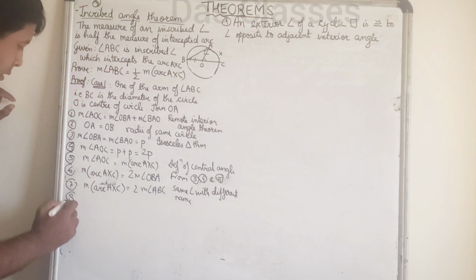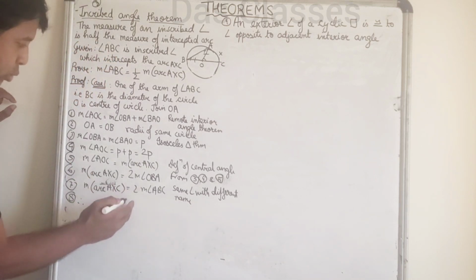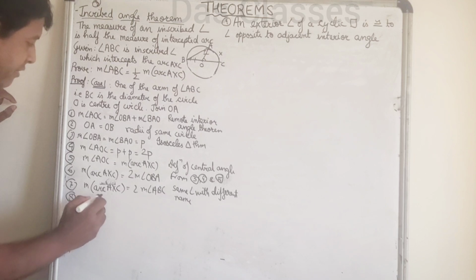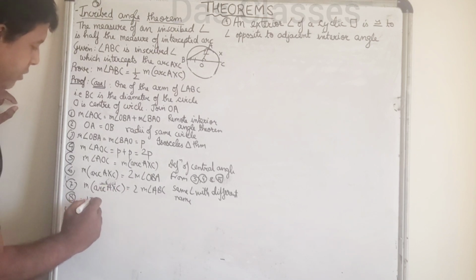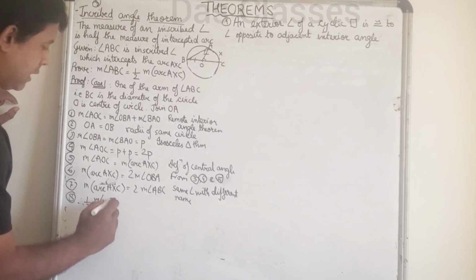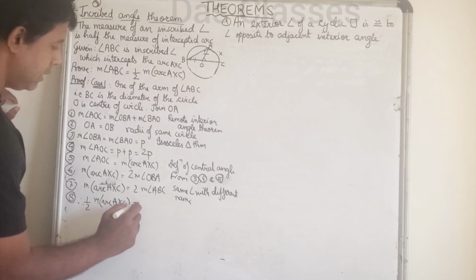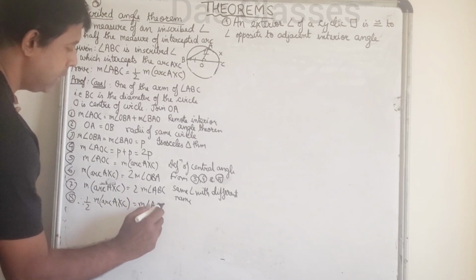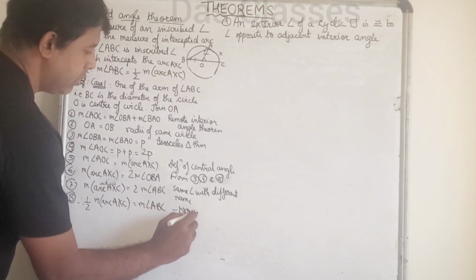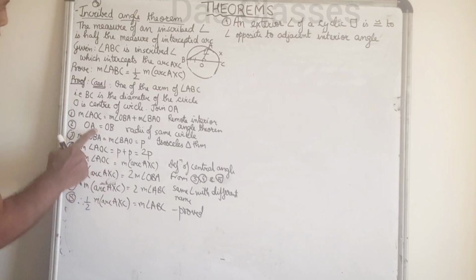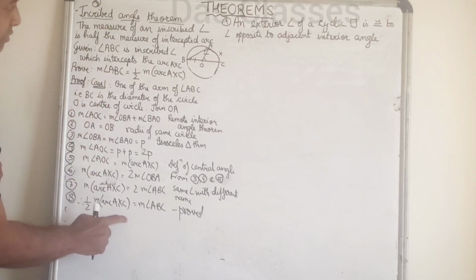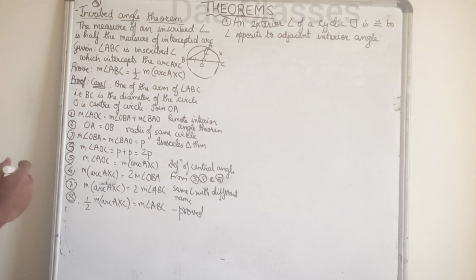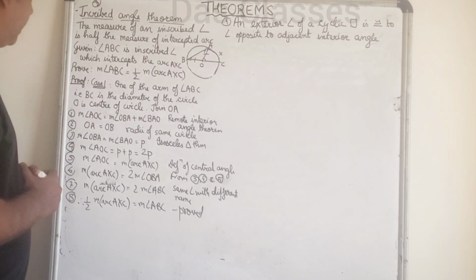So hence, therefore 2 will come this side, so half, it will come in division, half measure arc AXC is equal to measure angle ABC. Proved. You can check, that was what we had to prove. Measure angle ABC is half of measure arc AXC. So that is the inscribed angle theorem. That's how we'll prove it.